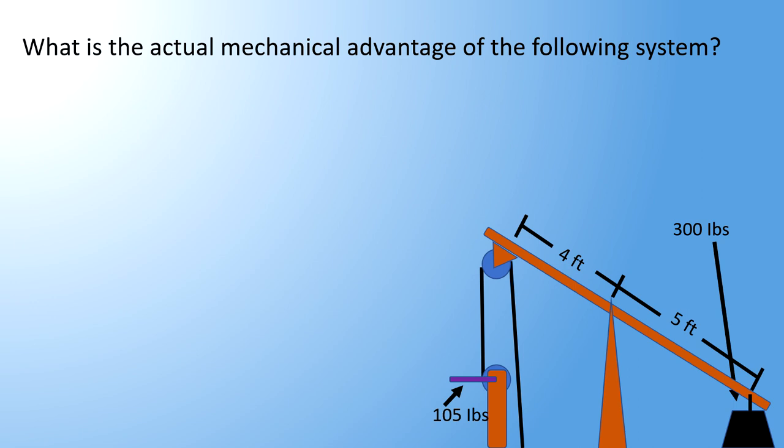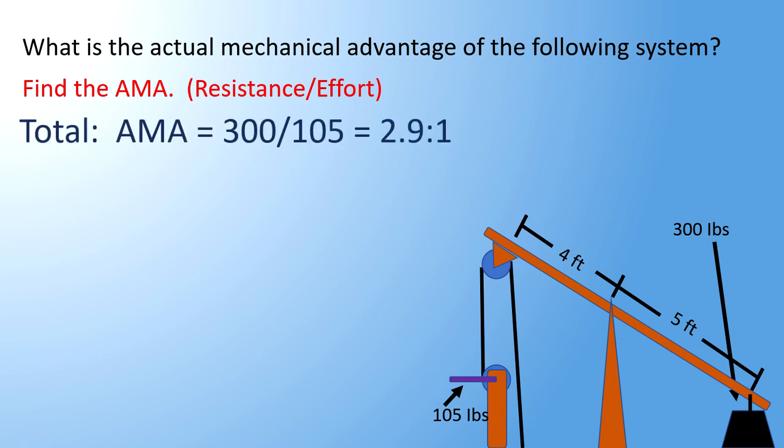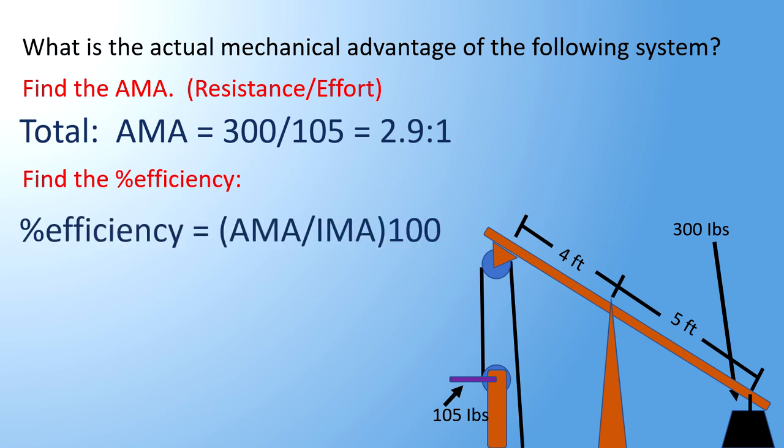Then our actual mechanical advantage. This one we're going to take our resistance, which is 300 pounds, divided by 105. We get 2.9 to 1. So our percent efficiency. Our actual mechanical advantage is 2.9 divided by the ideal mechanical advantage, which is 3.2. And that's going to give us 85%.